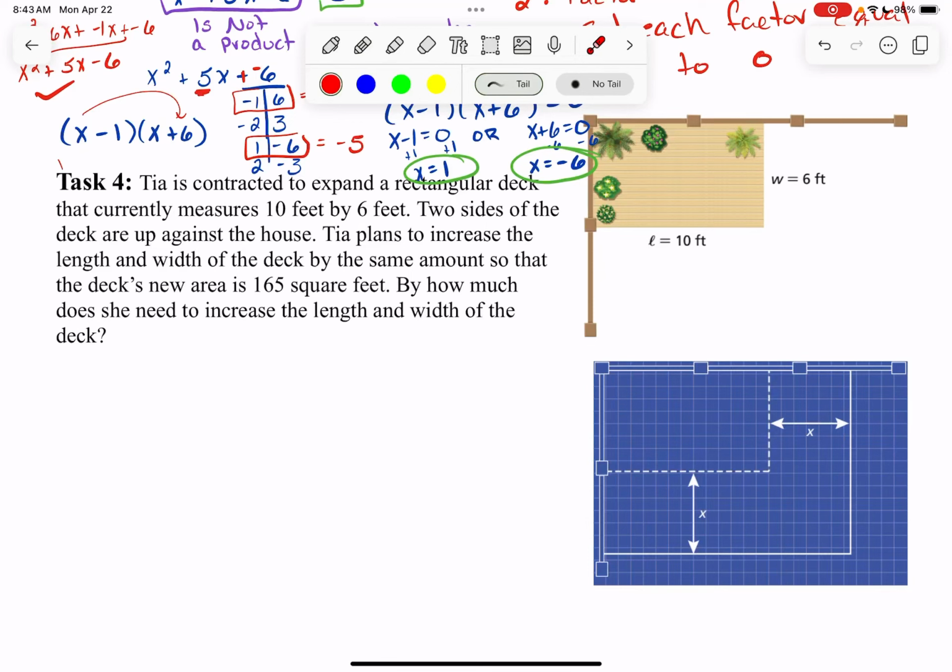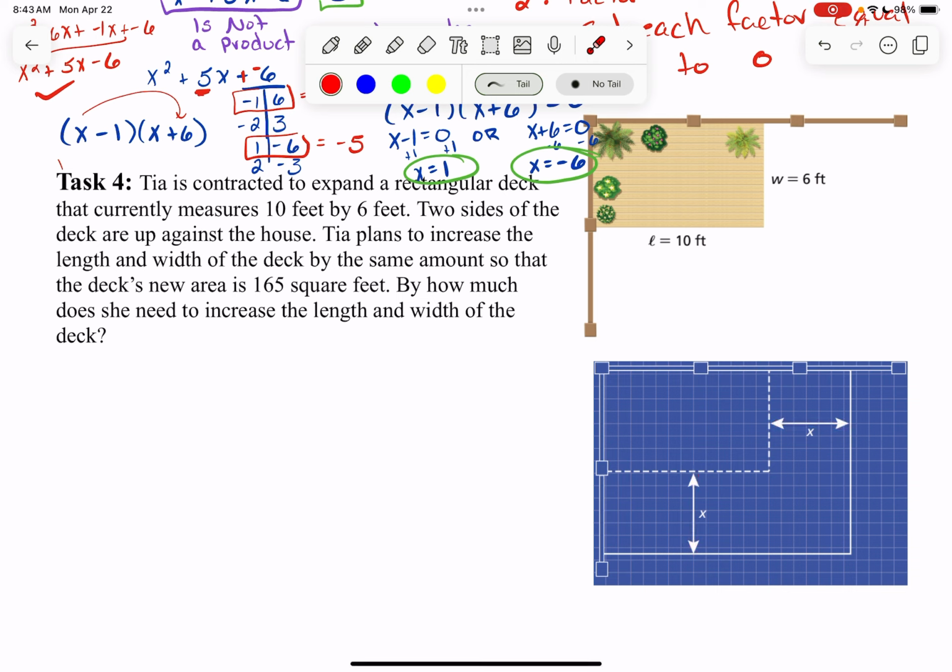Task 4: Tia is contracted to expand a rectangular deck that currently measures 10 feet by 6 feet. So you see here it's 10 feet by 6 feet. Tia plans to increase the length and the width of the deck by the same amount. That's what this image down here shows. Here's the original deck. We're going to increase the length by x, and we're going to increase the width by x. By how much does she need to increase the length and the width?